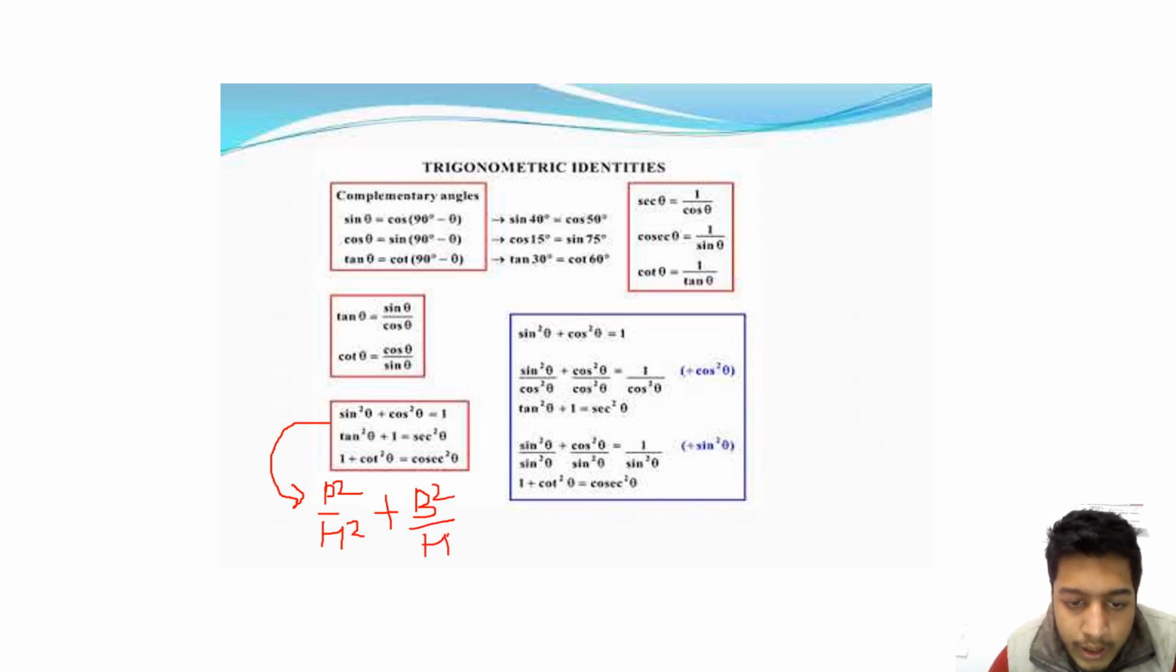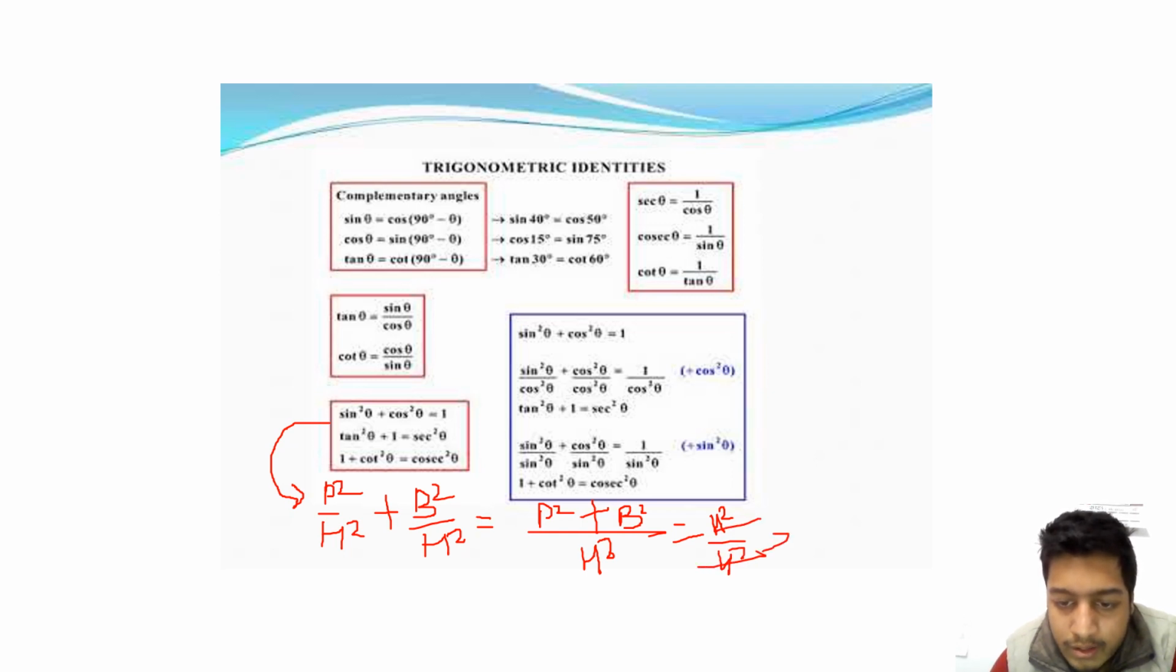square. Okay, now taking the LCM as h square, that is hypotenuse square, we get p square plus b square. And according to Pythagoras theorem, what is p square plus b square? Is it h square according to the Pythagoras theorem? Yes. So h square upon h square, and these two get cancelled, so the answer here will be 1.